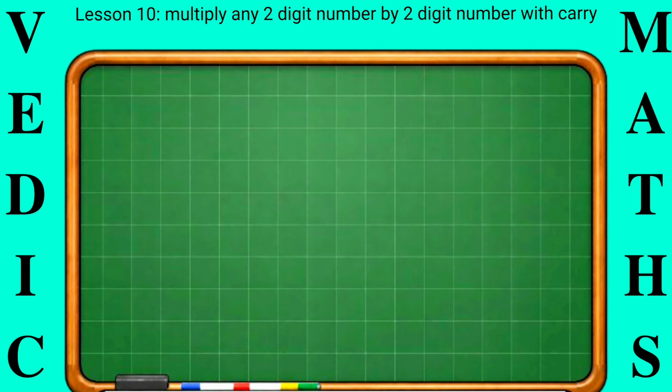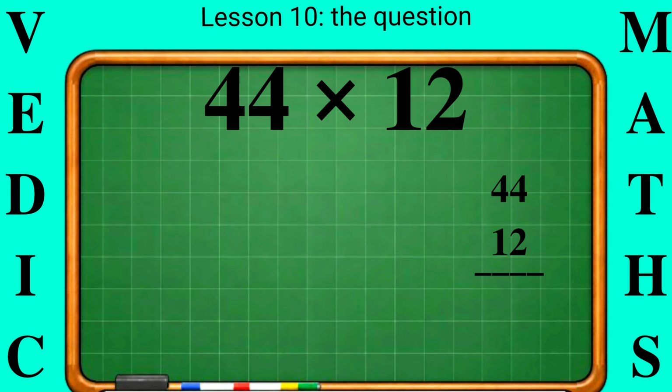Welcome to Vedic Maths Lesson 10. In this video, we shall learn to multiply any two-digit number with another two-digit number, but with a carry. So now, we shall do 44 times 12. So now, we shall multiply 4 times 2, which will give us 8. So now, we put 8 at the start.